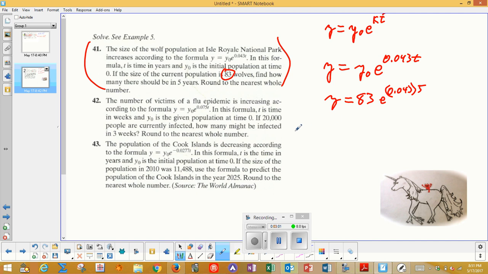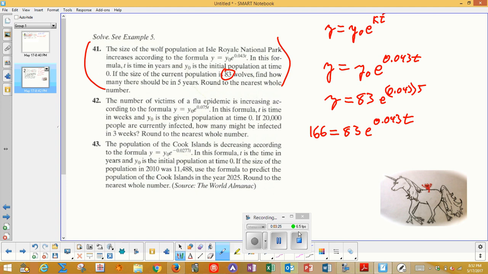What's more difficult is if they'd asked us, how long will it take for this population to double? And what we'd do is the same thing. We'd like we did before. Say we started with 83. If we wanted it to double, that would be 166 equals 83 e to the 0.043t. And then we'd have to solve for t like we did before.